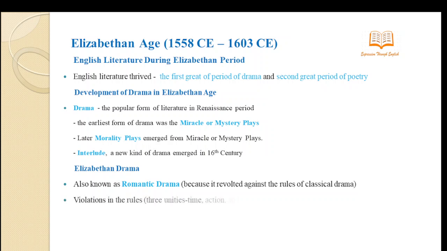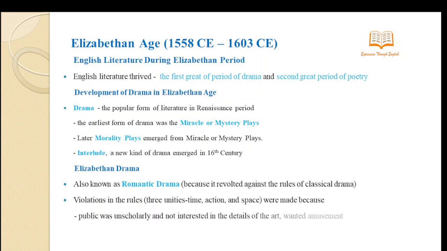So these violations were done actually. Why? Because it was considered that the audience here in England at that time were unscholarly, and they had no interest in the details of art, so they wanted just amusement. So for their amusement, there was a violation of the three unities.